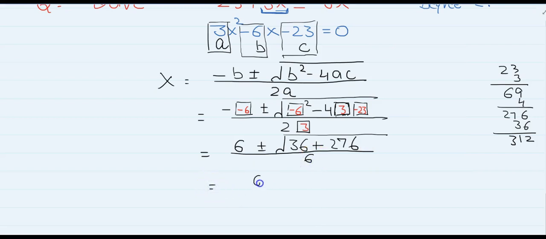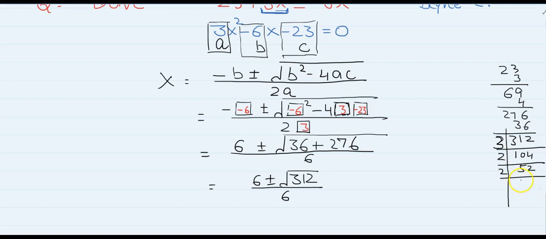So this is 6 plus minus root 312 over 6. Now let's say 312. You can use calculator, but you divide it by 2. Let's divide this 3, 1, 2. We can divide it by 2. 2 times 1 is 2, 2 times 5 is 10, 2 times 2 is 4, divided by 2. 2 times 2 is 4, and 2 times 6 is 12, divided by 2. That is 13.